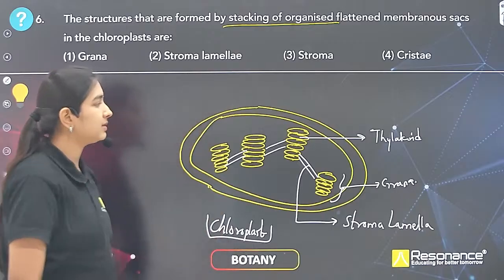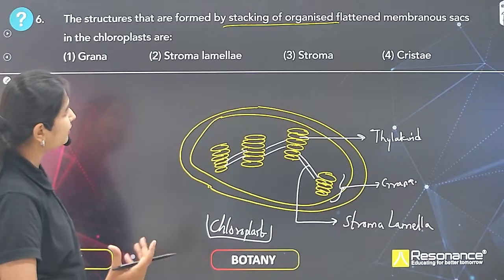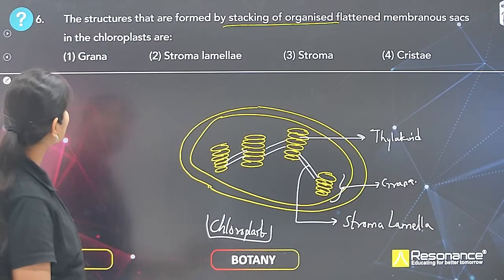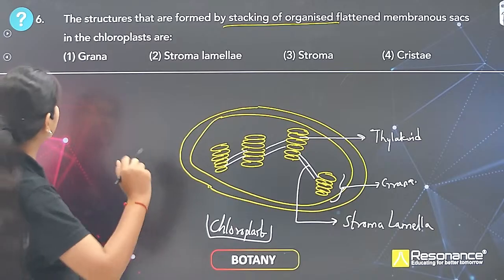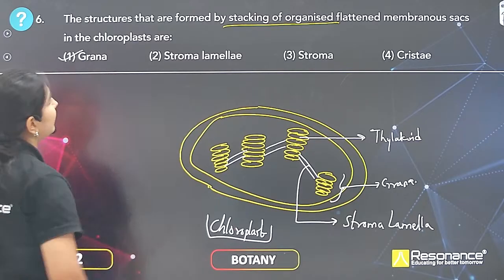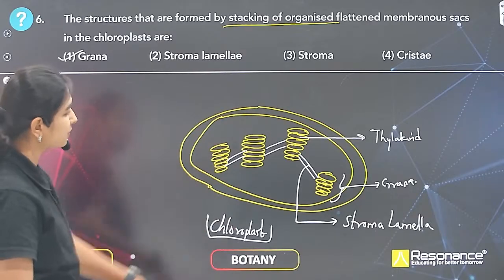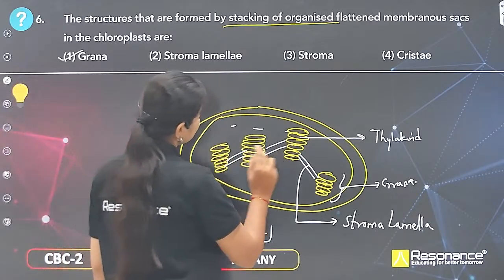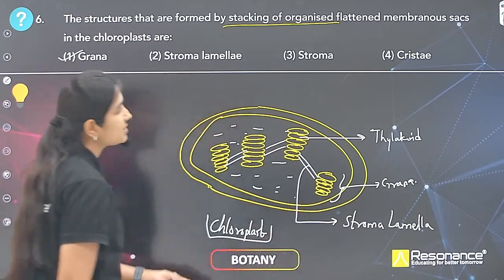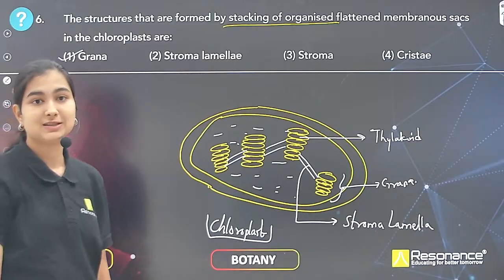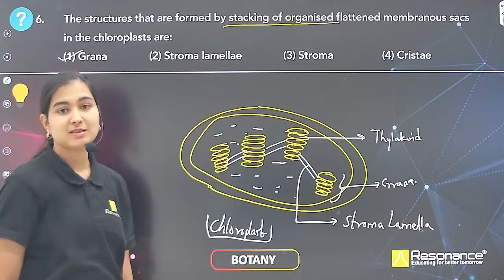The structure of the chloroplast. Now here they are asking what? The structures that are formed by stacking of the organized flattened membranous sacs in the chloroplast are called what? Okay, the stacking. So here the answer is the grana. It is not the stroma lamella because it is connecting. It is not the stroma because this empty space here is called the stroma, right? Now it is not the cisternae because cisternae is present in the mitochondria. Fine. Even if you know the structure, you would be able to answer this question.